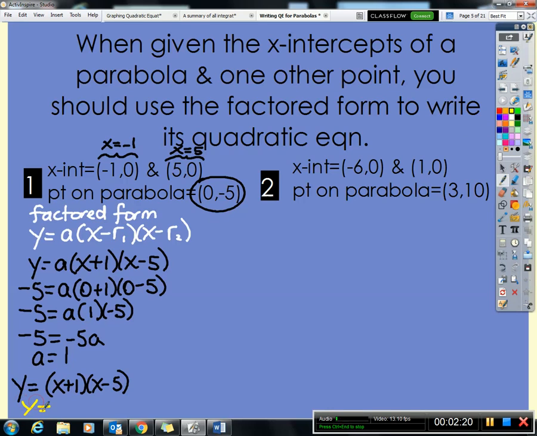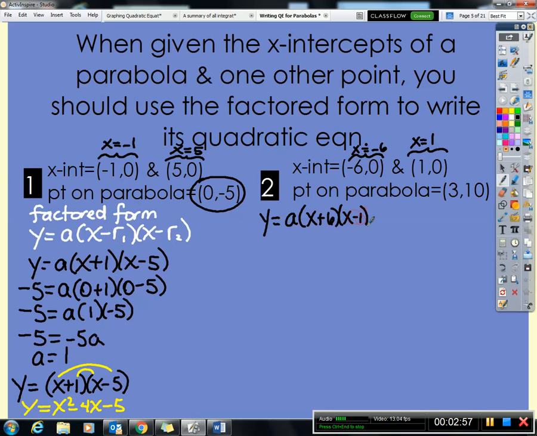So first, outer is negative 5x, inner is 1x. Negative 5 and 1 add up to negative 4x. Last is negative 5. And there's your standard form. Well, let's do the next one similarly. So I know to start out as y equals a, which I don't know. Remember, this is telling you that a solution is x equals negative 6. So the factor that goes with it is x plus 6. Here the solution is x equals 1. So the factor is x minus 1.